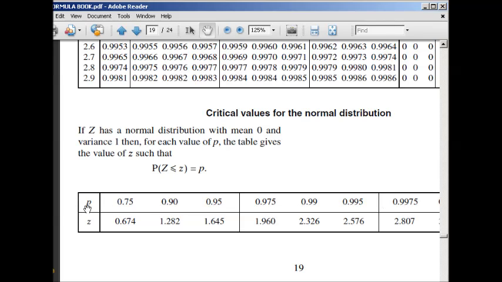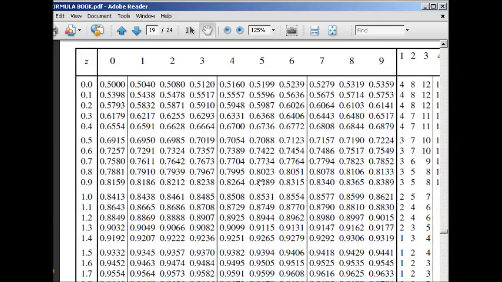In this table here, you have a few select probabilities which are commonly used in statistics and their corresponding z values. And the first thing we notice, 0.82 is not in here, so we can't use this table here. We have to use the main one.